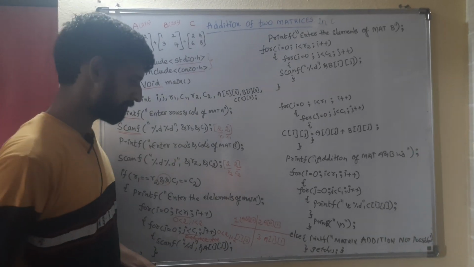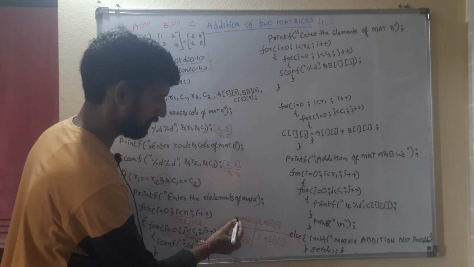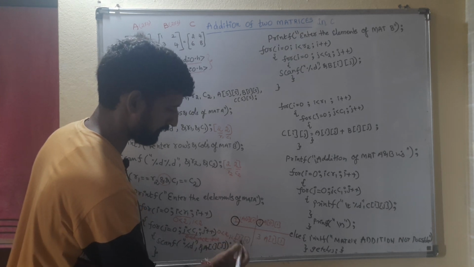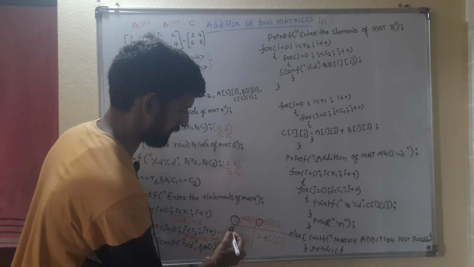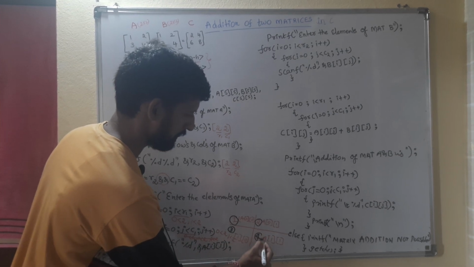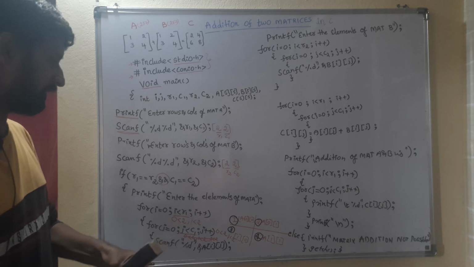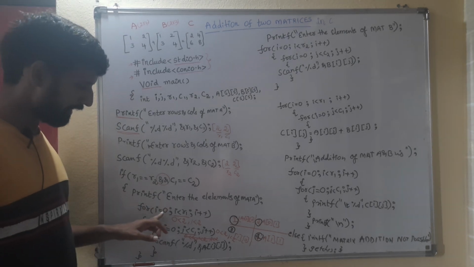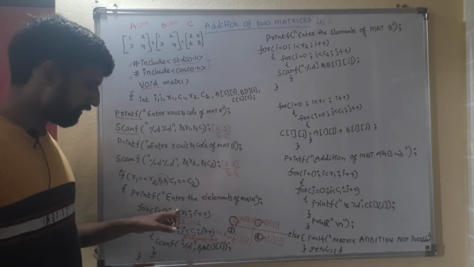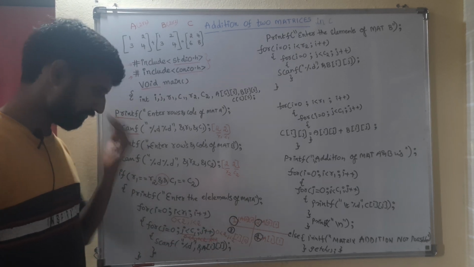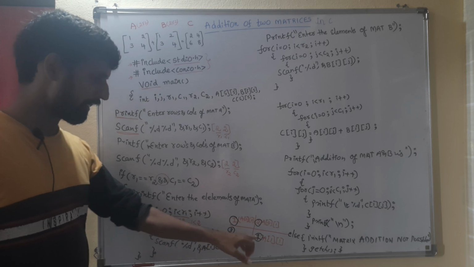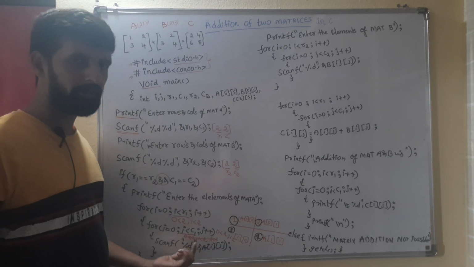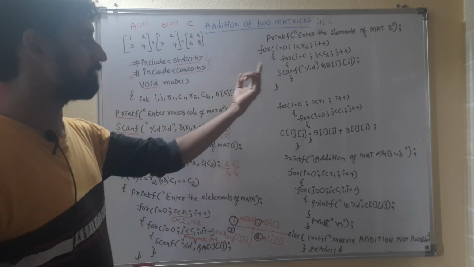First value is 1, second value is 2, third value is 3 and fourth value is 4. So finally we are going to have, after completion of this, matrix A of 0 0, A of 0 1, A of 1 0, A of 1 1. This is called an explanation for matrix A. Okay, now we are going to take matrix B.